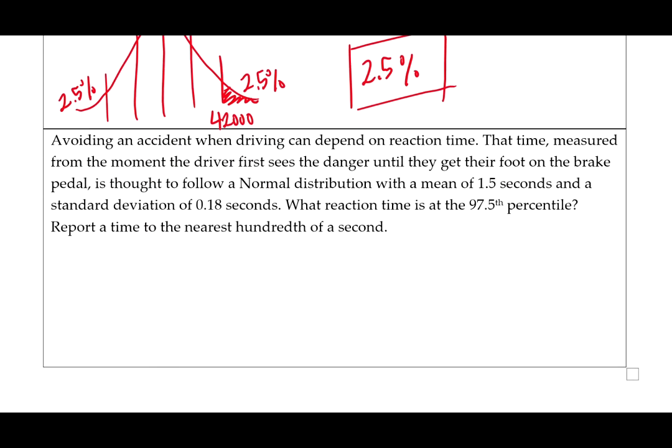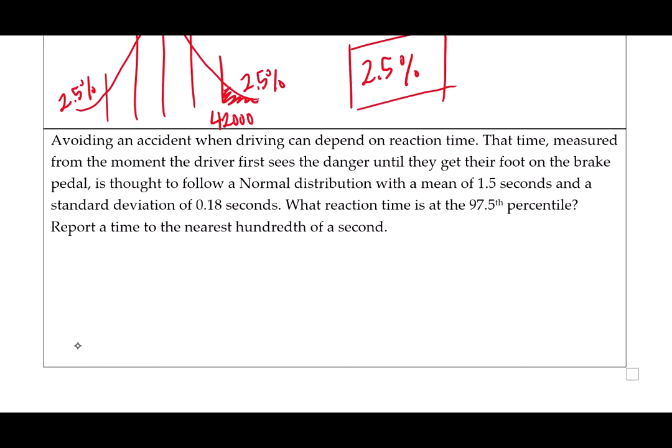And I have one last example. Avoiding an accident while driving can depend on reaction time. That time, measured from the moment the driver first sees the danger until they get their foot on the brake pedal, is thought to follow a normal distribution with a mean of 1.5 seconds and a standard deviation of 0.18 seconds. What reaction time is the 97.5th percentile? Report time to the nearest hundredth of a second.